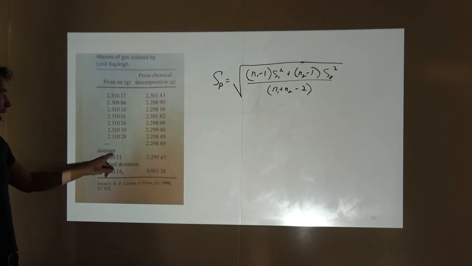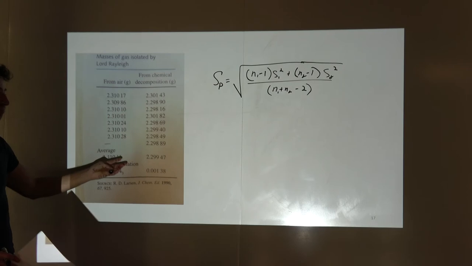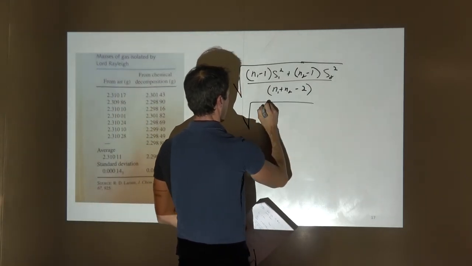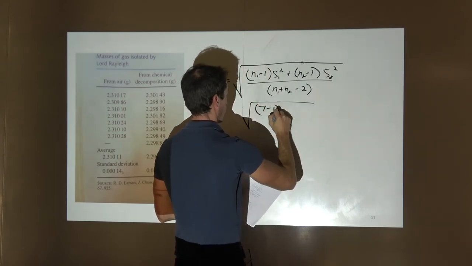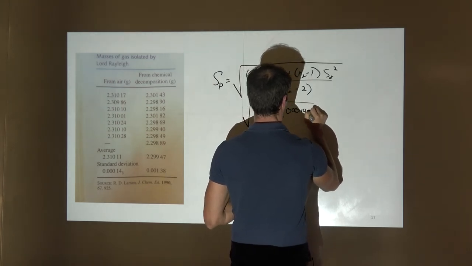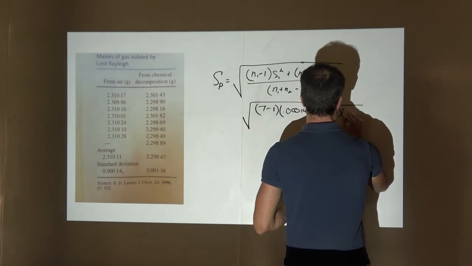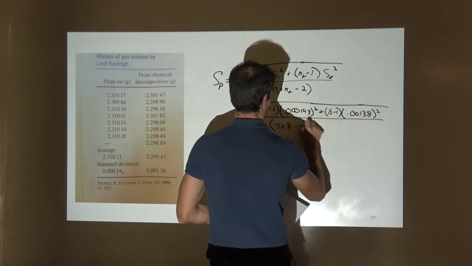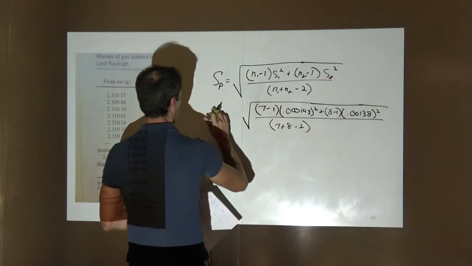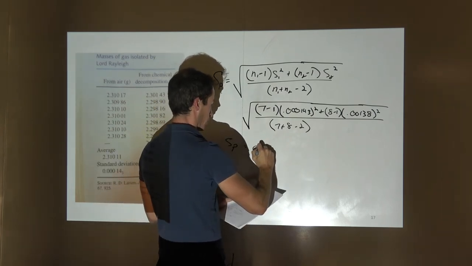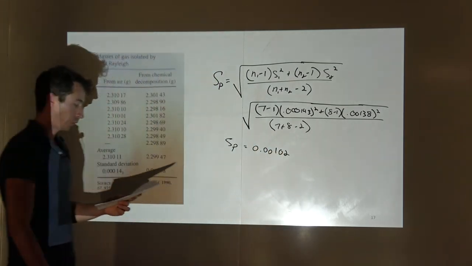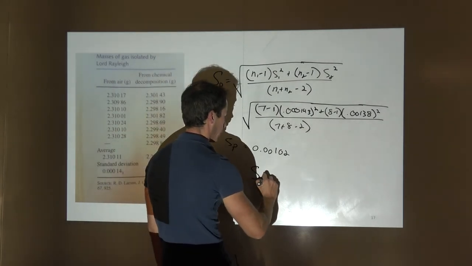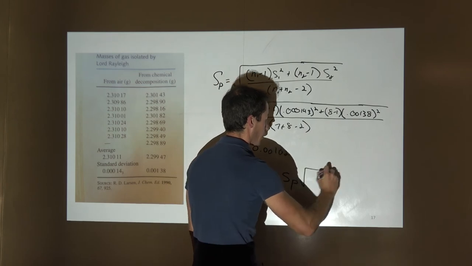You know the average of one, the average of two; these are kind of methods. The X bar one, X bar two, S1 and S2. If you put that in, you get the pooled standard deviation of 0.00102. Now what's the next step? If you remember this from class last week, we want to calculate the standard error, which is the pooled standard deviation over 1.